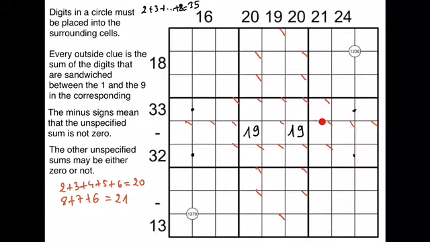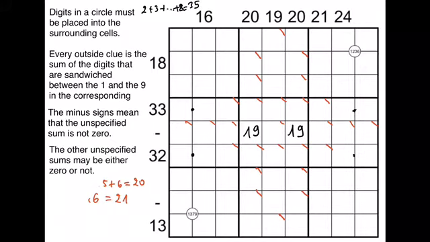What about this 21 clue? This 21 clue, it could be a sum of 3 digits. It could be the sum of 4 or 5 digits, but it couldn't be 6 digits. No, I don't think that's what I'm supposed to look at. What was the next step again? Oh yes, something important about this 20 clue.